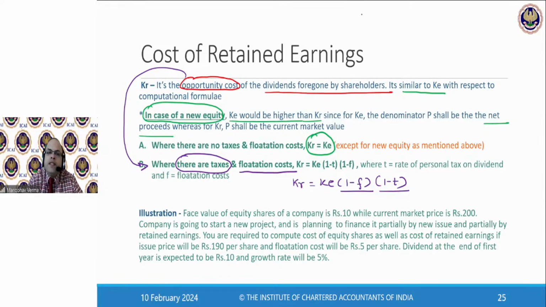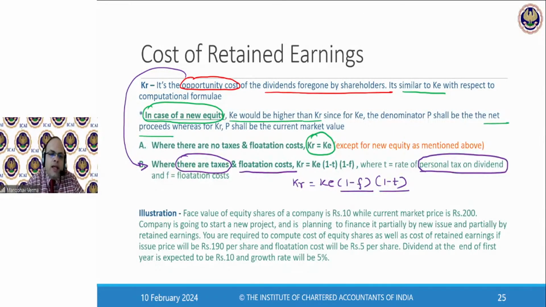Gunjan says, flotation cost means? Gunjan, we discussed flotation costs on Wednesday. Those are issuance-related costs, right? Underwriting commission, brokerage, etc. Gajendra says, sir, tax will be there on the distribution. No, we are talking about it from an individual perspective, Gajendra. We are talking about personal tax on dividend, whatever the income tax rules on dividends could be from a recipient perspective. I hope that makes sense, everyone.